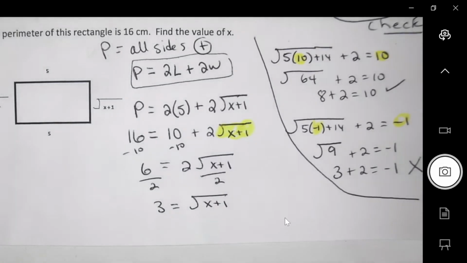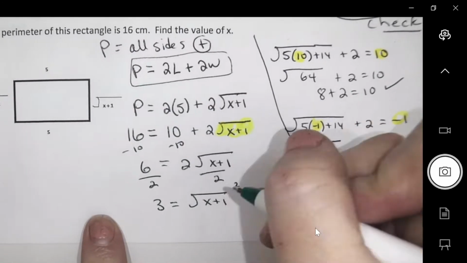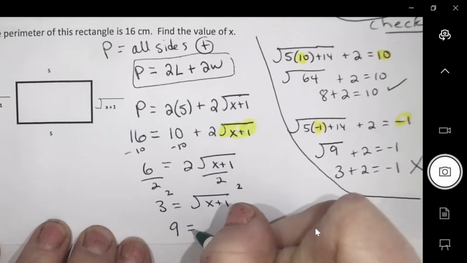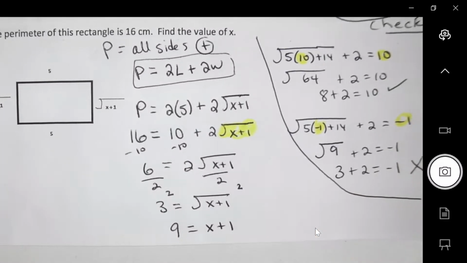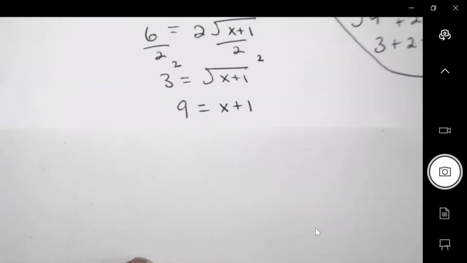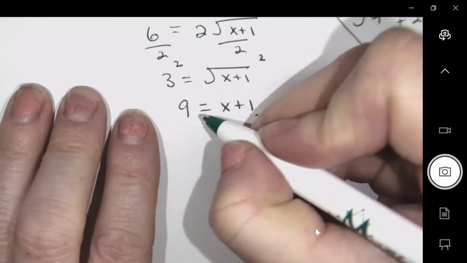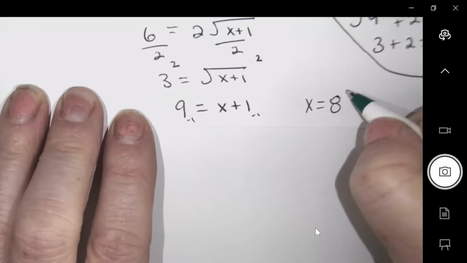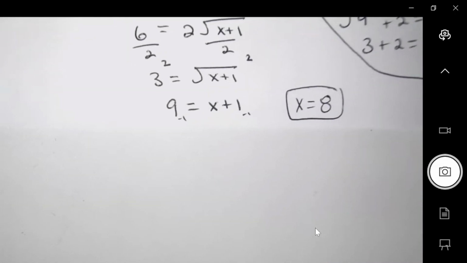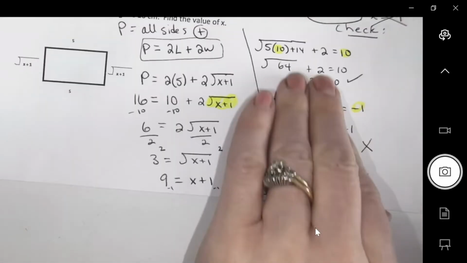Okay, so first goal is accomplished. We got the root alone. How do we get rid of the square root? We square, but we have to square both sides if we're going to do that. So 9 equals x plus 8. And subtract 1. So we got an x of 8. And that's it. Number 2.